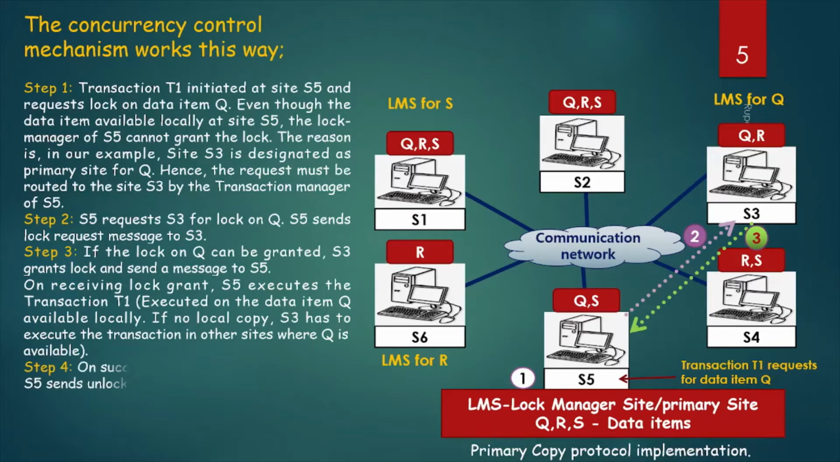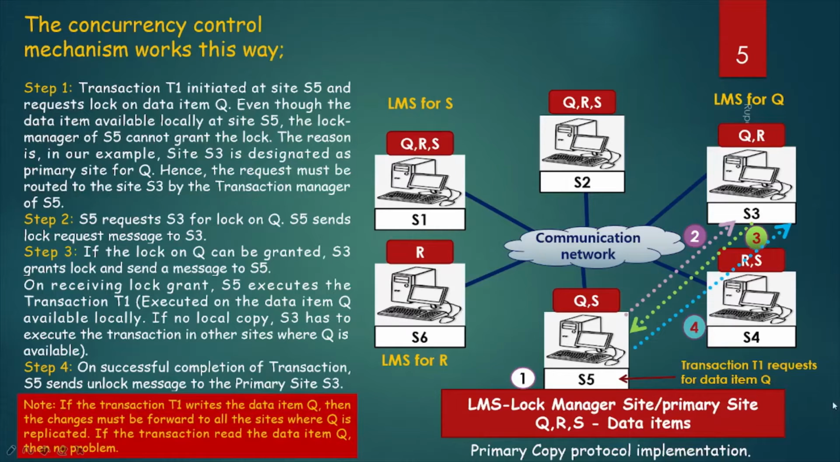Step 4. On successful completion of the transaction, S5 sends an unlock message to the primary site S3. Now, one thing you have to remember, if the transaction T1 writes the data item Q, then the changes must be forwarded to all the sites where Q is replicated. If the transaction reads the data item Q, then there is no problem.